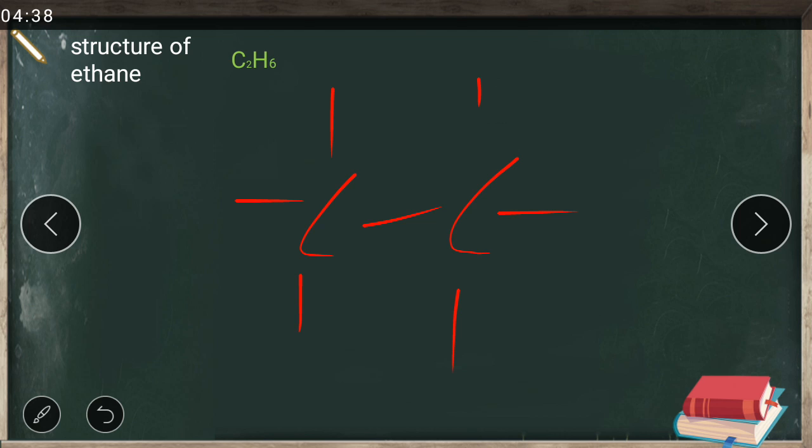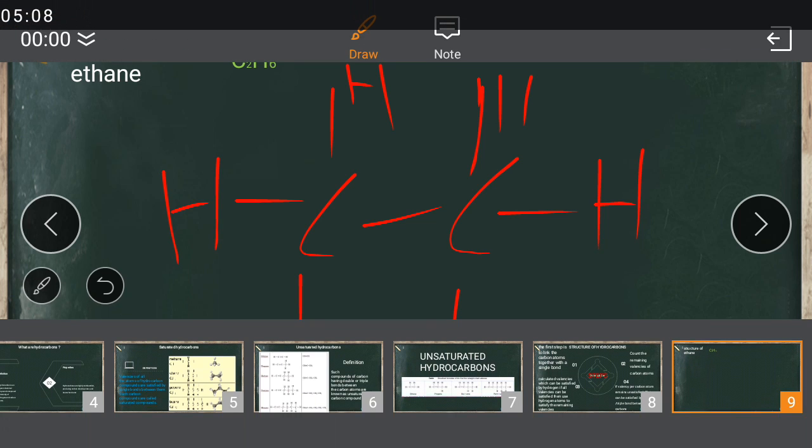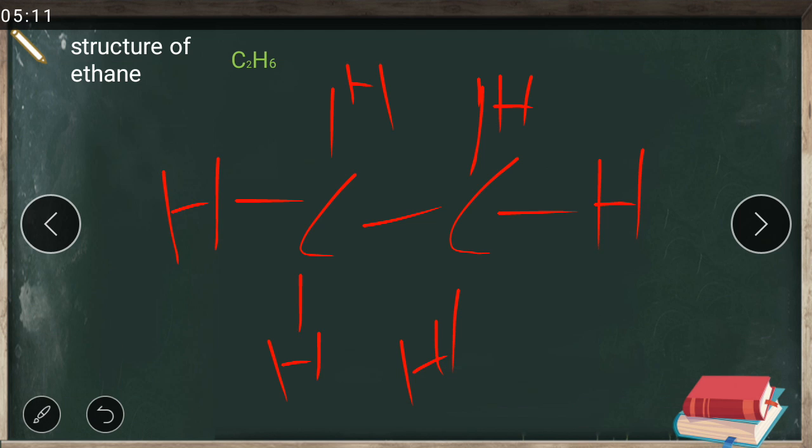Now if we look at the chemical formula, we can see that there are 6 hydrogens, which can satisfy the remaining valencies of the carbon atoms. Here there are 6 unsatisfied valencies, and there are also 6 hydrogens, so we can fill the unsatisfied valencies with hydrogen. Now here you can see the structure of ethane.